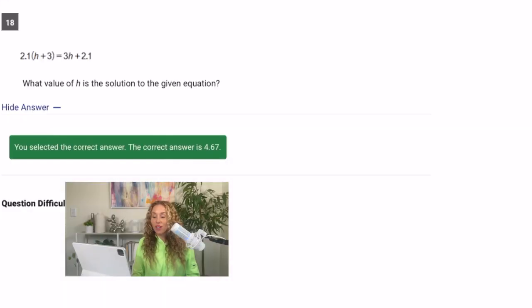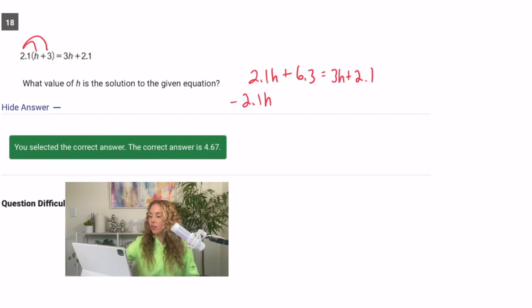All right, what is the value of h? Guys, this is simple algebra. You just have to distribute. So I have 2.1h plus 6.3 equals 3h plus 2.1. I'm going to go ahead and combine like terms. I'll subtract the 2.1h from both sides. I will also subtract 2.1 from both sides. So now I have 0.9h equals 4.2. I'm going to divide by 0.9.